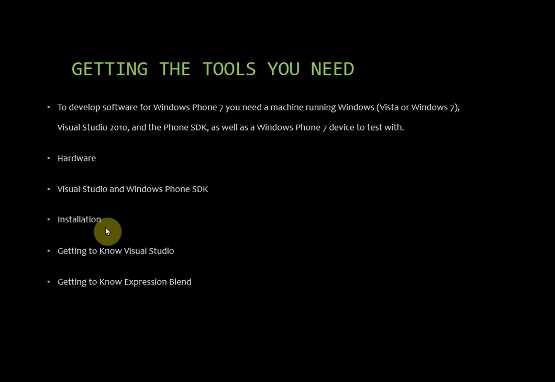Then Expression Blend for Windows Phone is included. Then the Data Services client for Windows Phone is there. Then the Microsoft Advertising SDK is also present. So all this comes along when you install from create.msdn.com. Go to that particular site and download the Windows Phone SDK. So all this comes along.